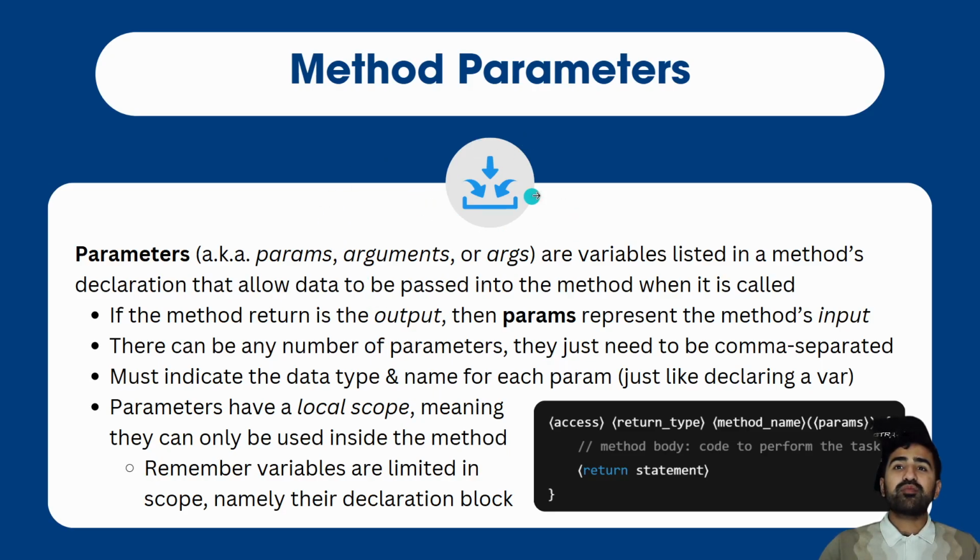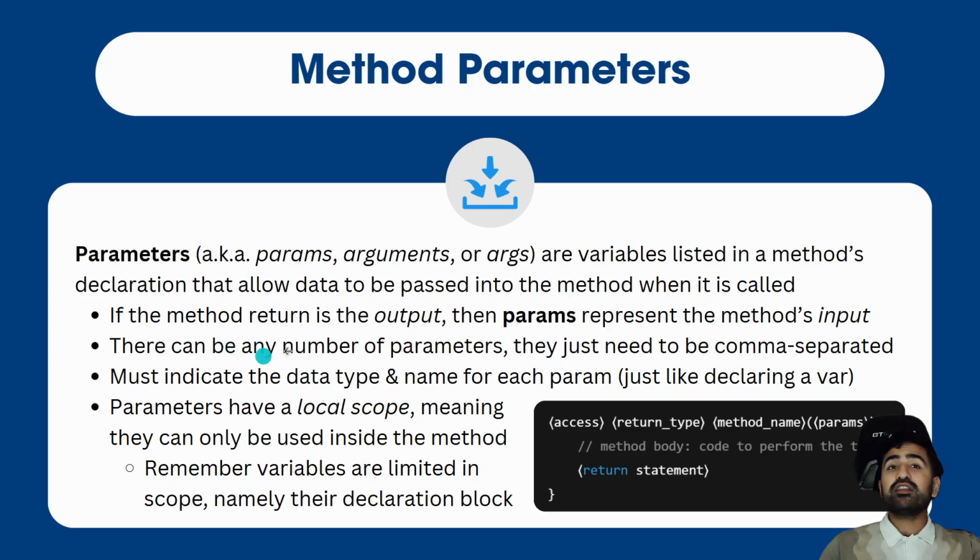All right, now we have params. We're almost done building our method. We'll build one together over the next few slides. So parameters, aka params, arguments, or args, those are variables listed in the method's declaration that help describe the input, the data you're going to pass into the method. What does this method need in order for it to work? So if the method return is the output, the params are the input.